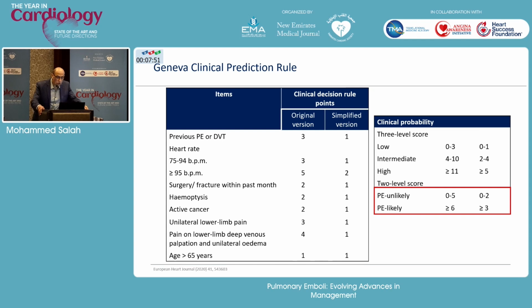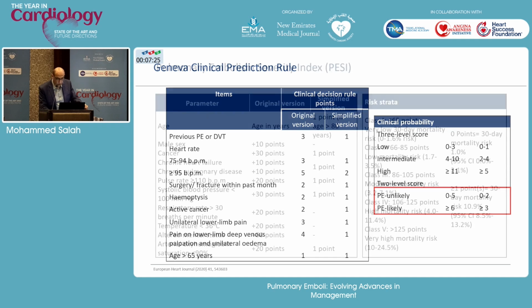The second one is what we call the Geneva clinical prediction rule. Also, we have an original version, and in the latest guideline, from 2019, a simplified version. And for the clinical probability, we also have a 3-level score: low from 0 to 3, intermediate from 4 to 10, high 11 or more. And the 2-level score: unlikely from 0 to 5, pulmonary embolism likely 6 or more.